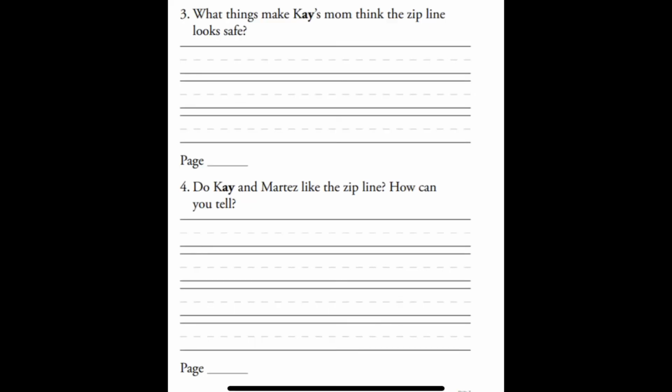Question 3, what things make Kay's mom think the zip line looks safe? Again, what things make Kay's mom think the zip line looks safe? So when you're done, write your response and then put your page number at the bottom where it says page. Question 4. Do Kay and Martez like the zip line? How can you tell? Again, question 4. Do Kay and Martez like the zip line? How can you tell? I want you to write your response on the lines. And when you're done writing your response, put a page number.